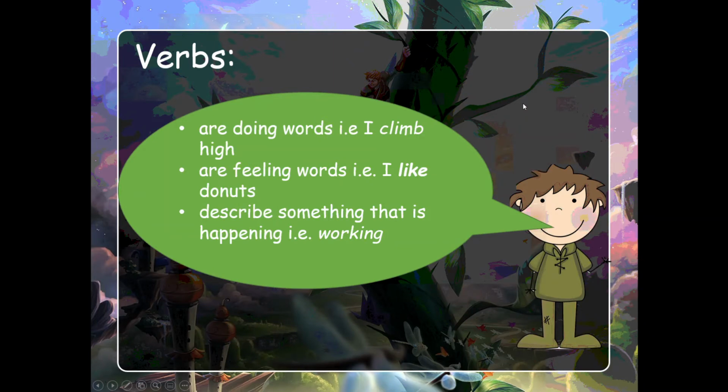Verbs are doing words, i.e. I climb high, and the doing word is there. Verbs are also feeling words, I like donuts, and like is the feeling word there. And verbs describe something that is happening, i.e. working. The robot is working.